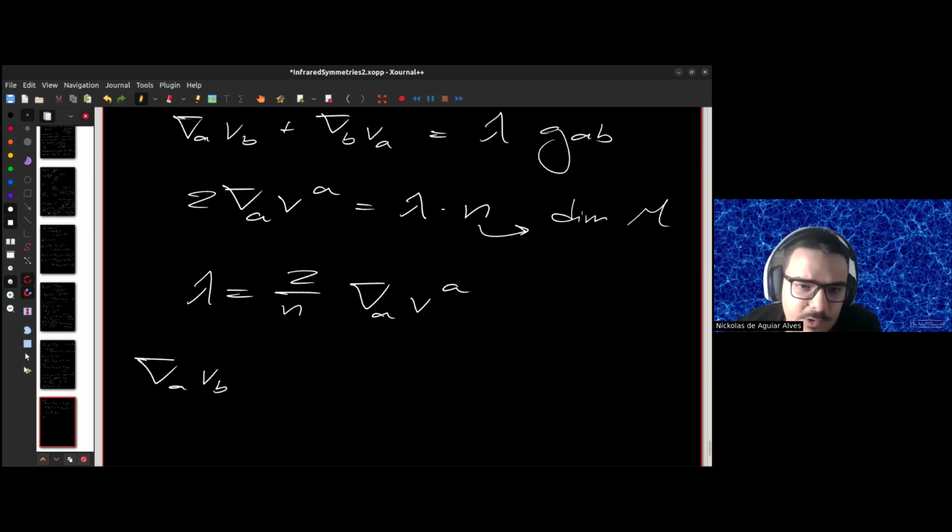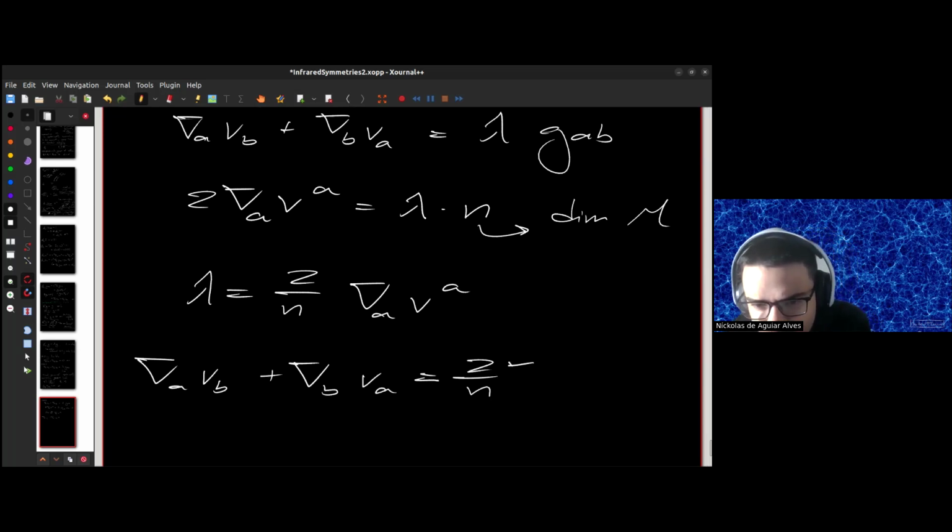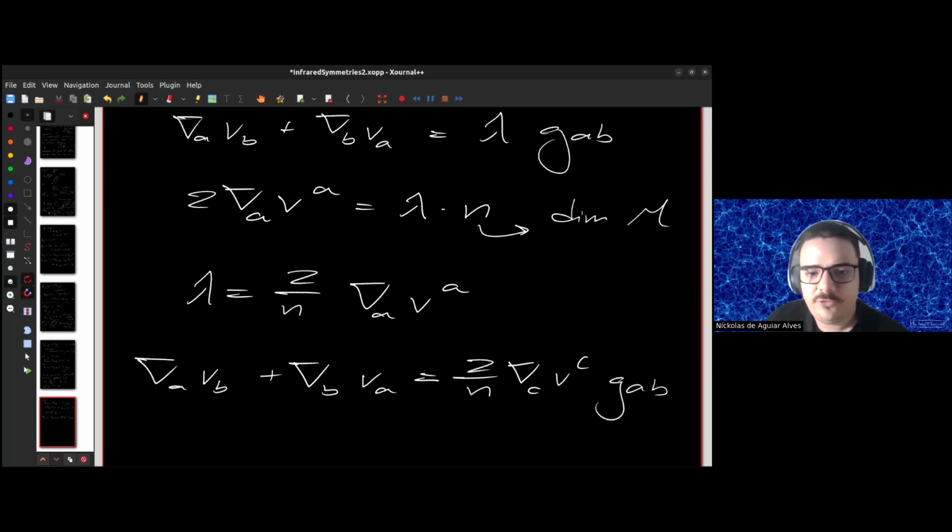So the CKV equation turns out to be simply this guy here, which is a bit more objective than the version with lambda.